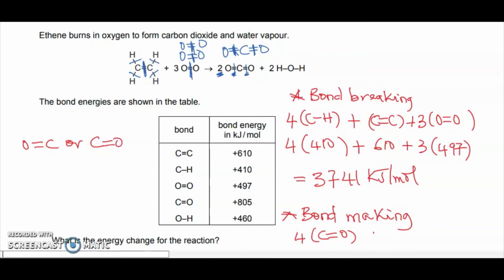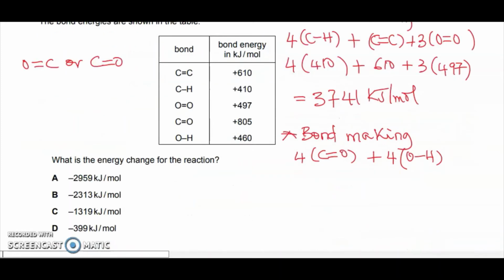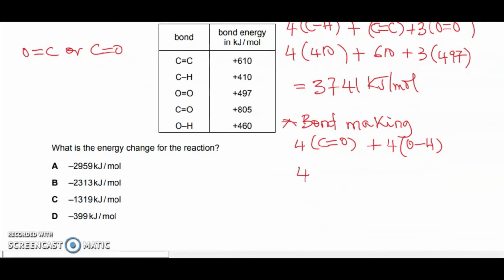Okay. Plus, what else do we have? Okay, we have a water molecule. We have 2 water molecules. And remember, in one water molecule, we have 2 OH bonds. So in 2 water molecules, we're going to have 4, like we saw in the previous case. So here we have 4 times OH bond. So substituting the values, what do we have? We have 4 times 805 plus 4 times 460. If we perform that math, we're going to have 5060 kilojoule per mole.